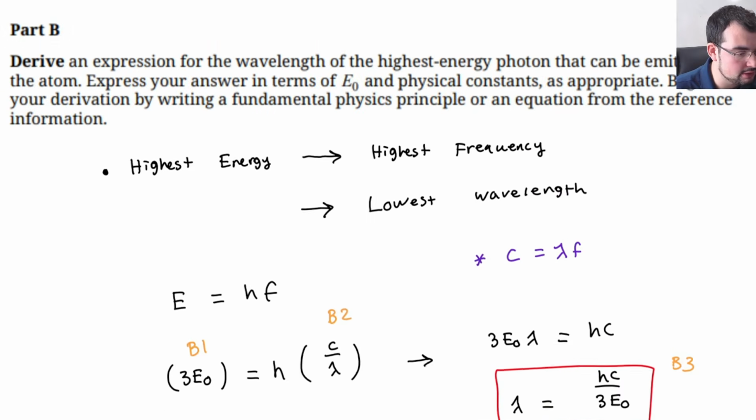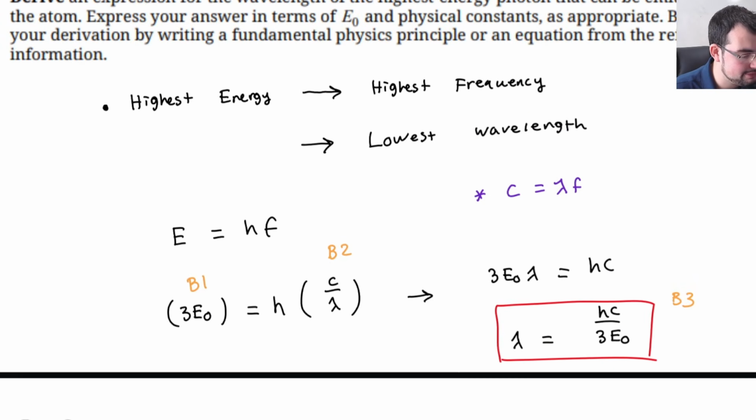Oh wait, this is 4 points. You probably got a point then for the Planck energy of a photon formula.